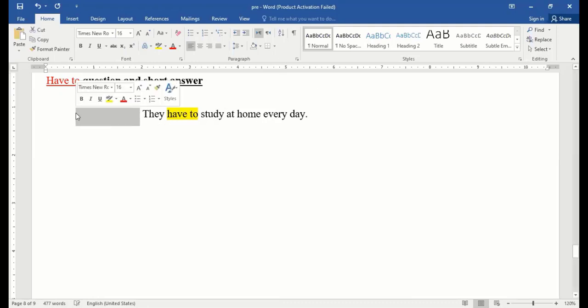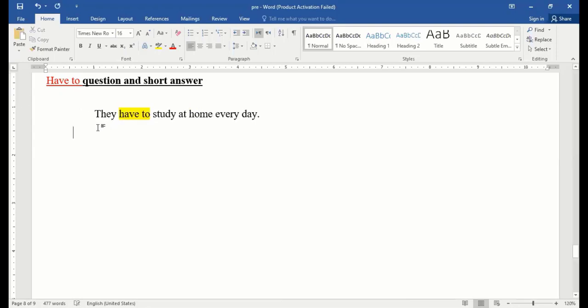How can I make it? Yes, write the question. We need to write the question first. So when we use a question, we always use an auxiliary, because it's the same as a verb. Okay, let's have the other side here. For example, I say they study at home every day. Now if I want to write a question here, how can I write a question? A yes/no question. I'm going to write: do they study at home every day? And this is the question.